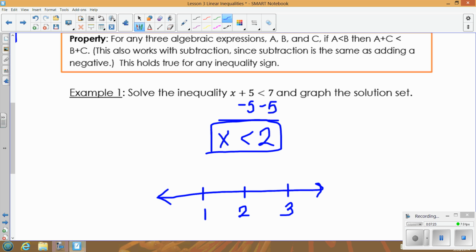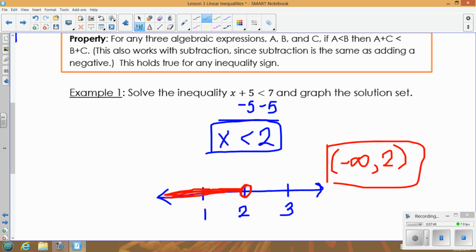I like to make sure I get a number on either side of my number line. And x is less than, so that means it's going to be an open circle. The arrow is pointing to the left. X is less than 2 represents all the numbers smaller than 2, which means I'm shading to the left. If you wanted to write this in interval notation, your solution would be negative infinity to 2 and open bracket. So those are all the different ways you can represent this.